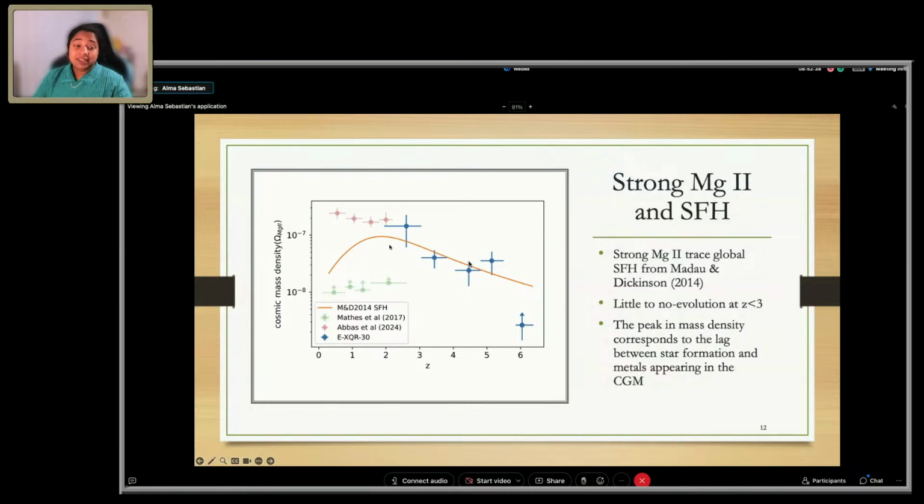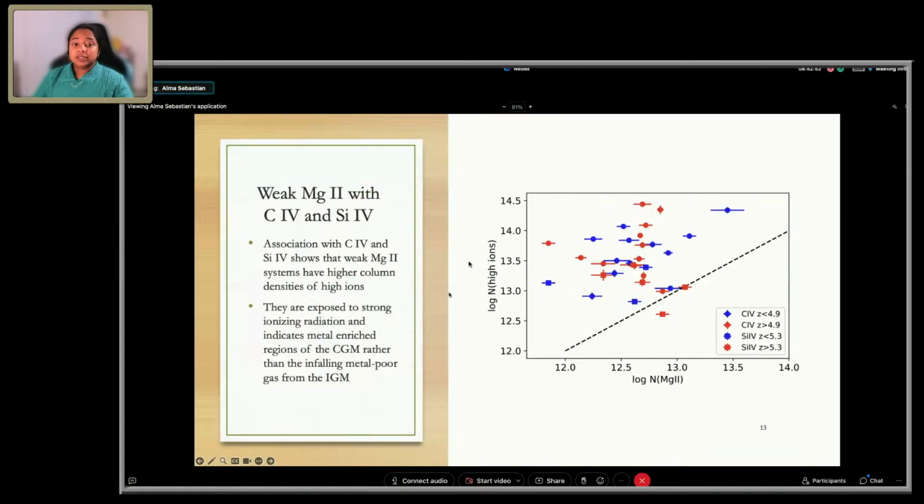And also, as expected, the peak in the global SFH does not coincide with the peak in the cosmic mass density, due to the lag between the star formation and the appearance of metals in the CGM. Since the results on the evolution of weak Mg2 are the first of their kind, it is really important to understand more about the properties of these systems.